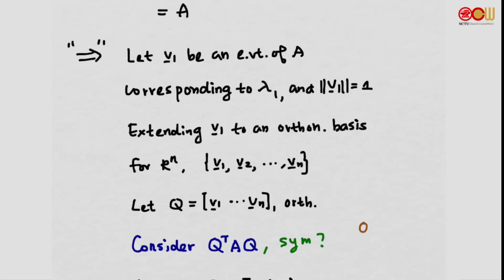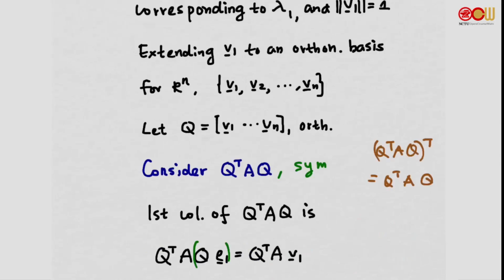It is indeed symmetric, right? Because the transpose would give us Q transpose, A transpose which is the same as A, and Q transpose transpose back to Q, so this is indeed symmetric. Now let's look at the first column vector of this matrix. We only want to see the first column vector.